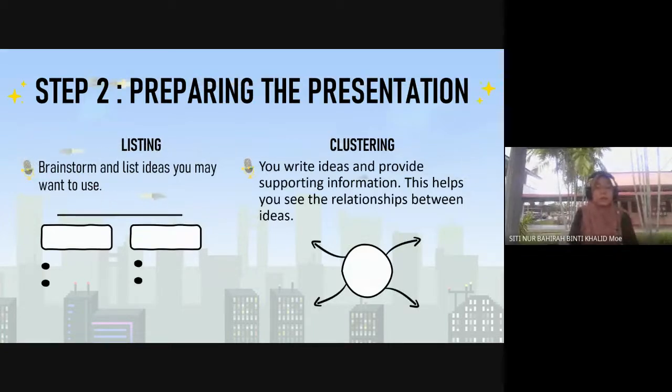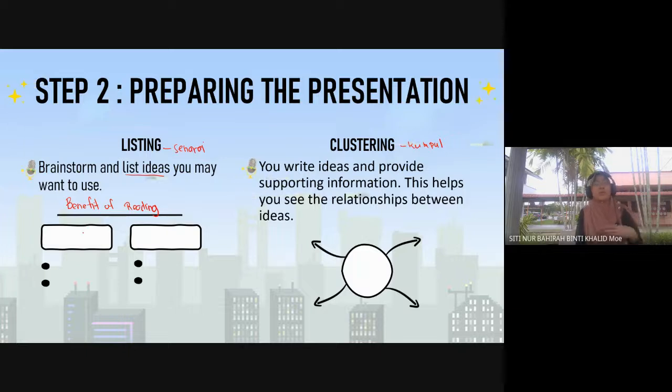Listing adalah bila kamu menyenaraikan sesuatu. So, list adalah senarai. And clustering adalah bila kamu kumpulkan sesuatu. Okay, so contohnya listing is bila kamu brainstorm and list ideas that you want to use. So, for example, maybe my topic could be reading, contoh. Benefits of reading. Okay, so this is the topic that I want to present.